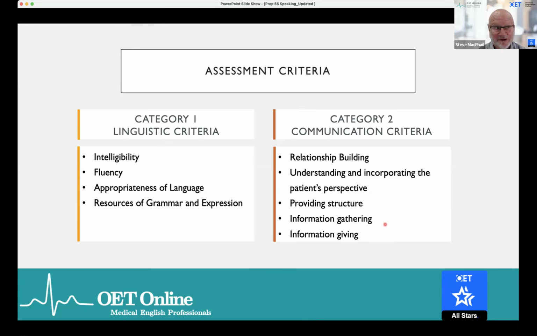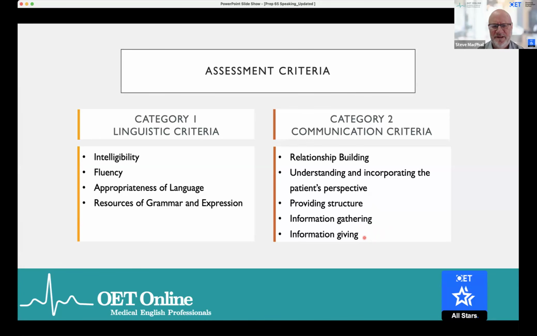Information gathering, that really is gathering information about the patient's history and with a good questioning technique. And information giving is giving advice, treatment options, management, and so forth. So all of this is part of the communication criteria.